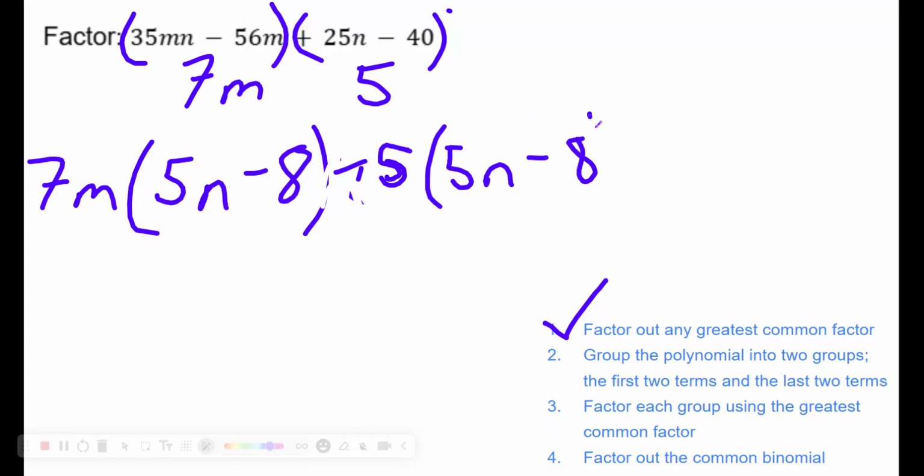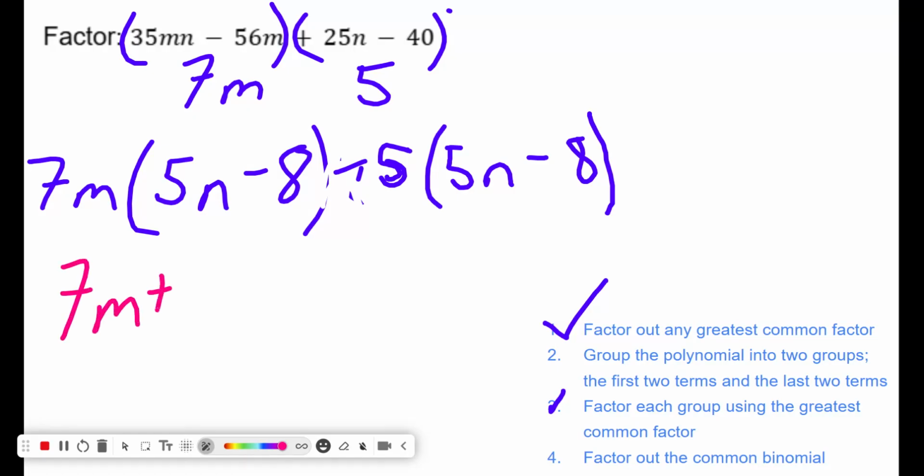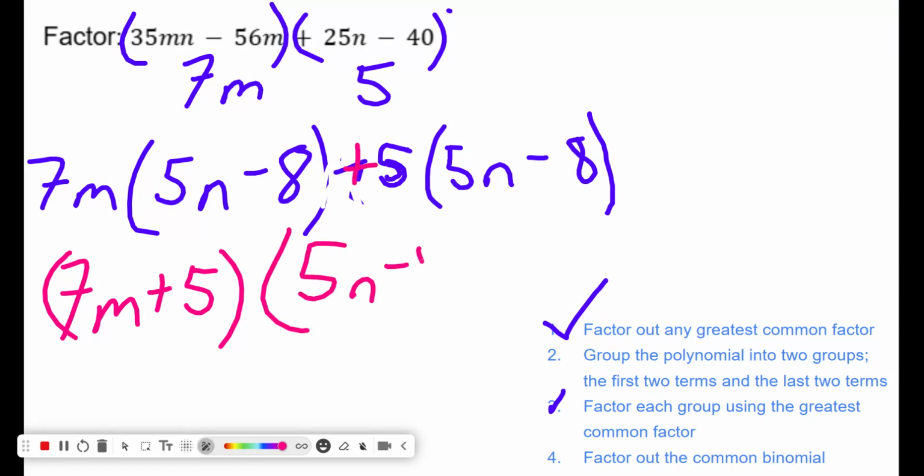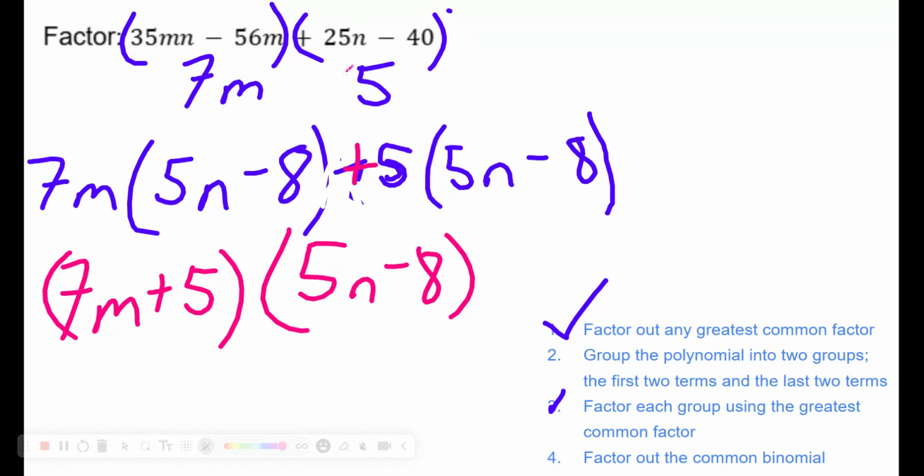And that's a good sign because that means that our binomials match. Factor out the greatest common factor. Common binomial, we have one. So our final answer here is going to be 7m plus 5 times 5n minus 8. All right. Now we have factored a 4-term polynomial by grouping.